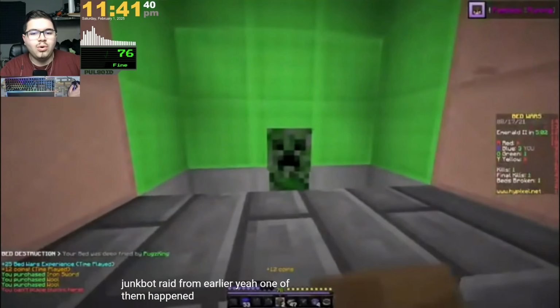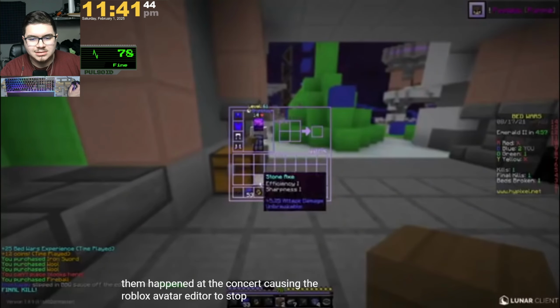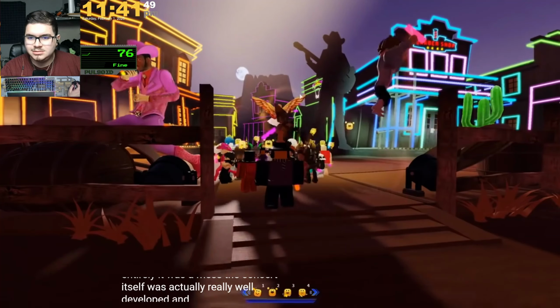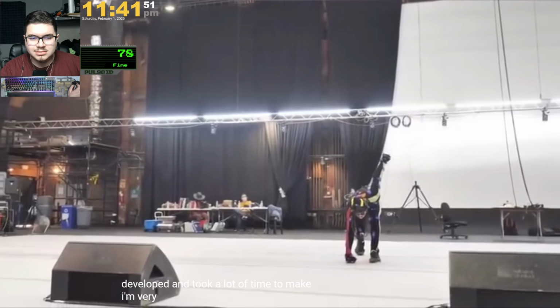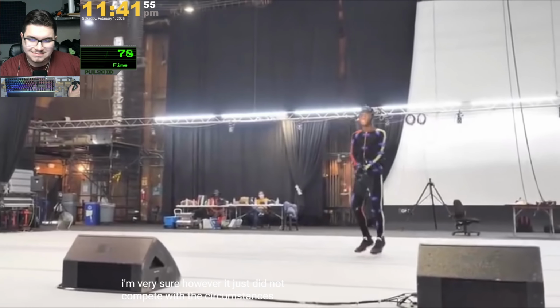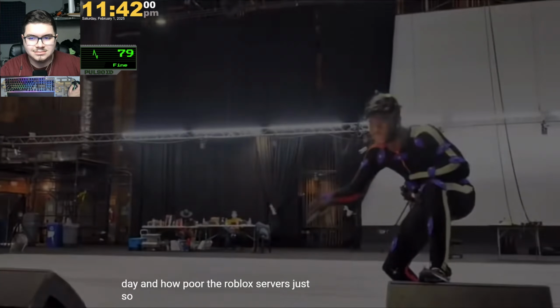Yeah, one of them happened at the concert, causing the Roblox avatar editor to stop working entirely. It was a mess. The concert itself was actually really well developed and took a lot of time to make, I'm very sure. However, it just did not compete with the circumstances of that day and how poor the Roblox servers just so happened to be that day.